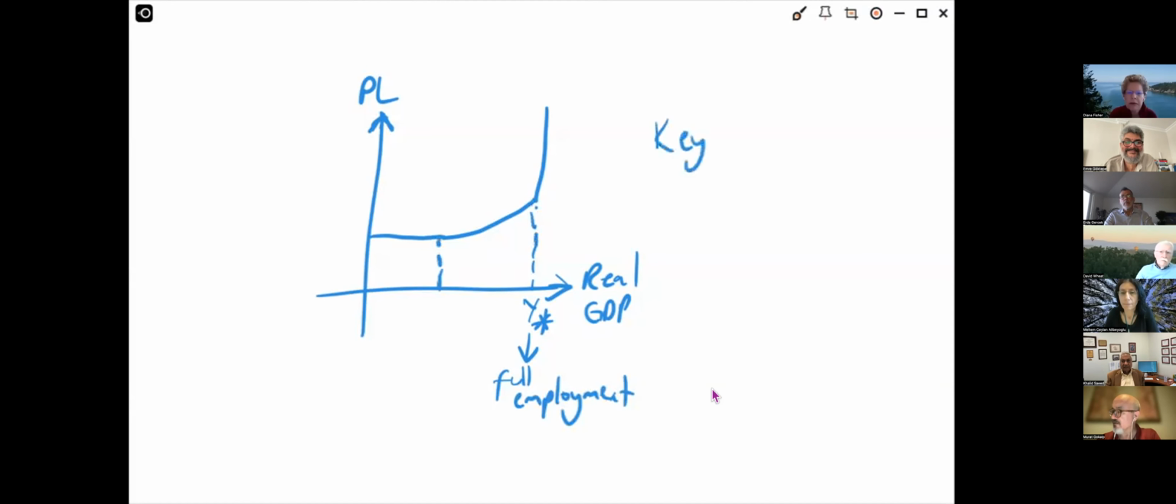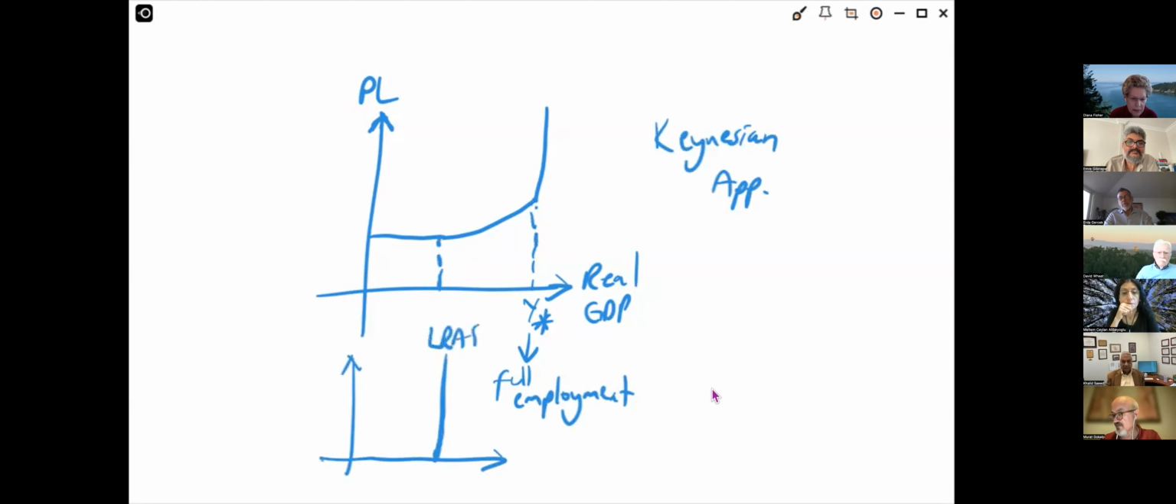Okay. This is the Keynesian approach. And I'm going to draw the neoclassical approach, where the long run aggregate supply curve is just a vertical line, and it tells me that it's another stock. Again, real GDP, and price level.